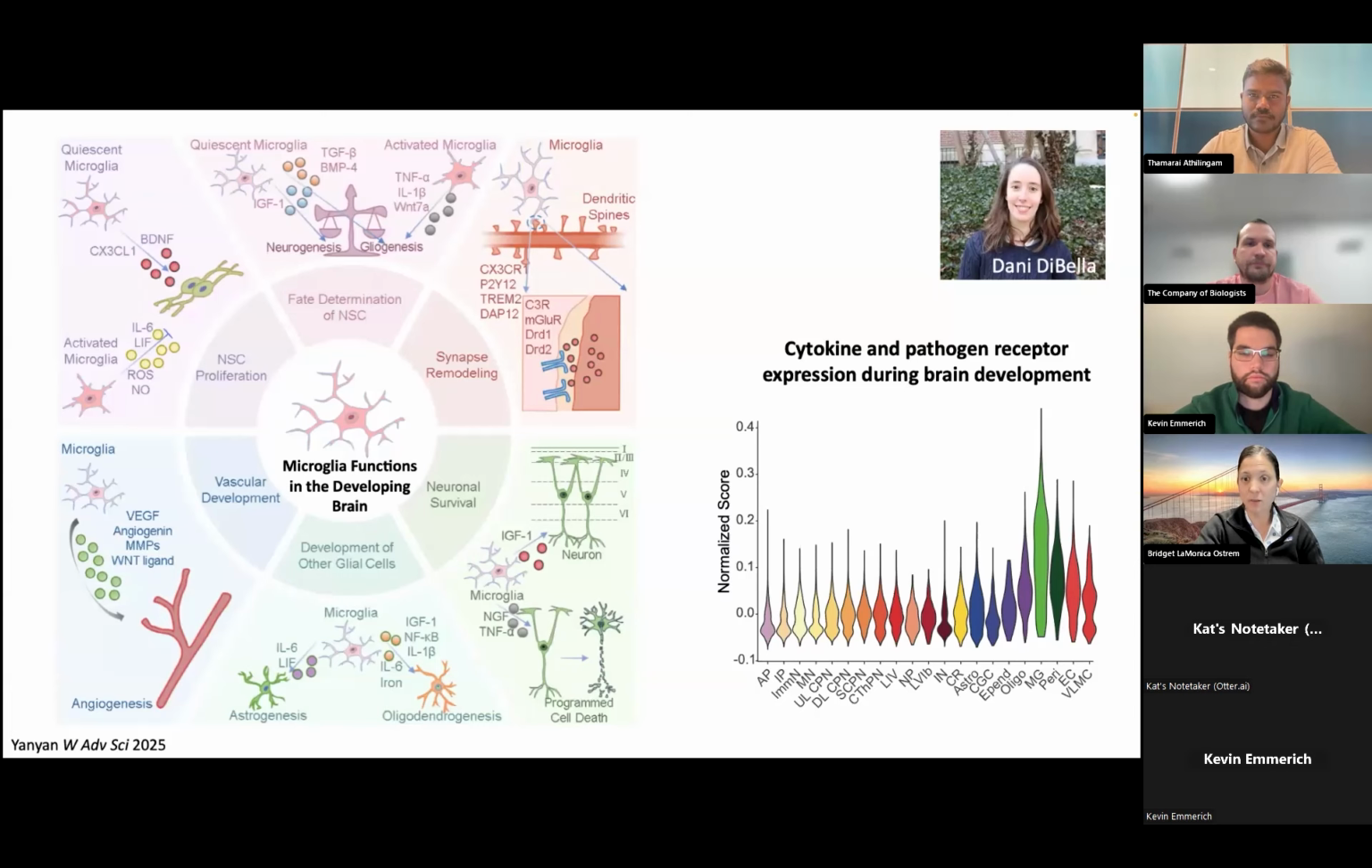And what we did is we computed a gene module score looking specifically at cumulative cytokine and pathogen receptor expression during brain development. And of course, not unexpectedly, we saw that microglia, shown in green here, had the highest module score. So again, this supports the hypothesis that we wanted to test.